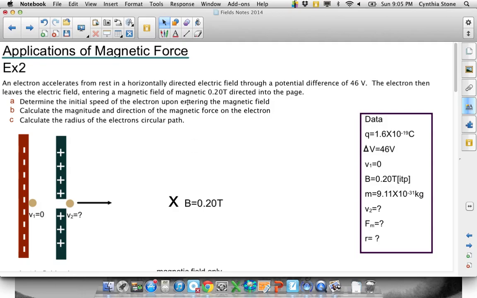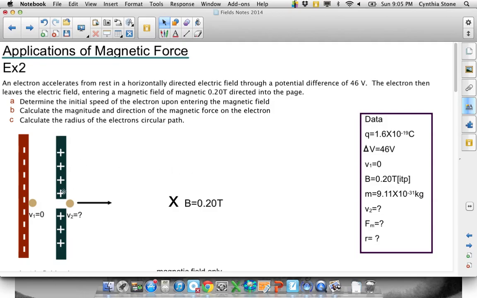Okay, so first we want to know V2. We're looking for this speed right here, as soon as it enters the magnetic field. Okay, these questions, you see them frequently, on a test, exam, or problem set. You can assume there's no magnetic field in here, and you can assume no electric field right here if you see a question like this, okay?